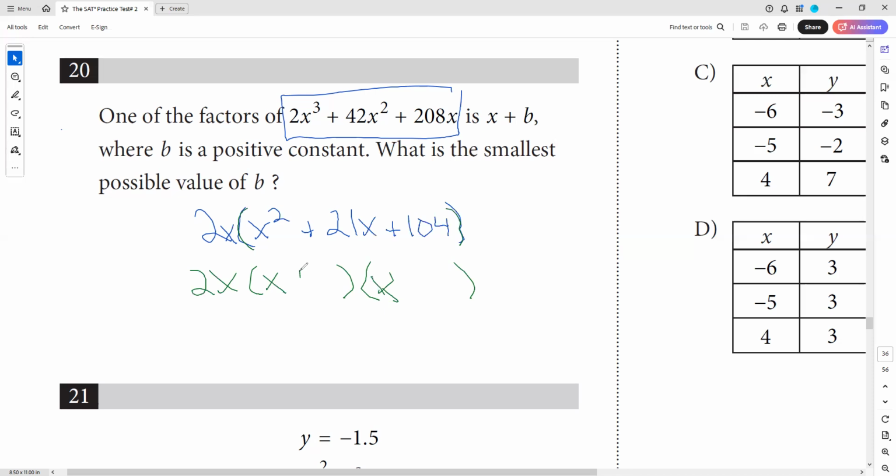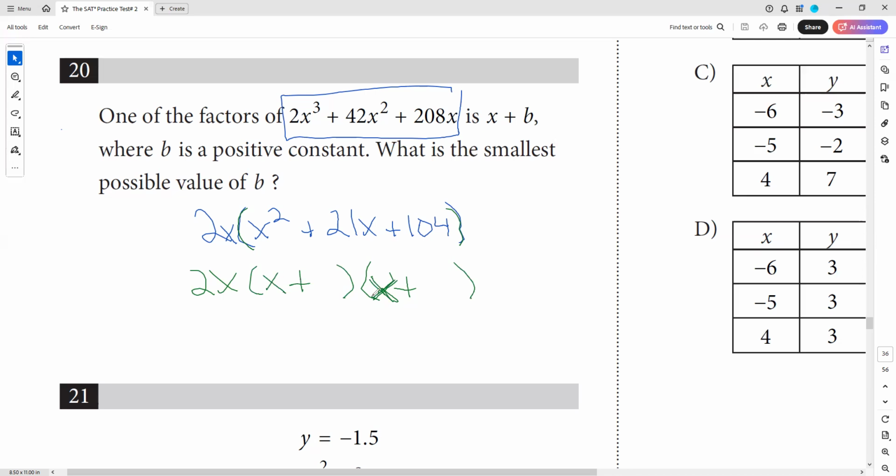And so we have a plus and a plus. Now we need factors of 104, two numbers that when you multiply them give you 104, but when you add them give you 21. Forgive my X here, but I'm using my computer at home, so it's not the best.